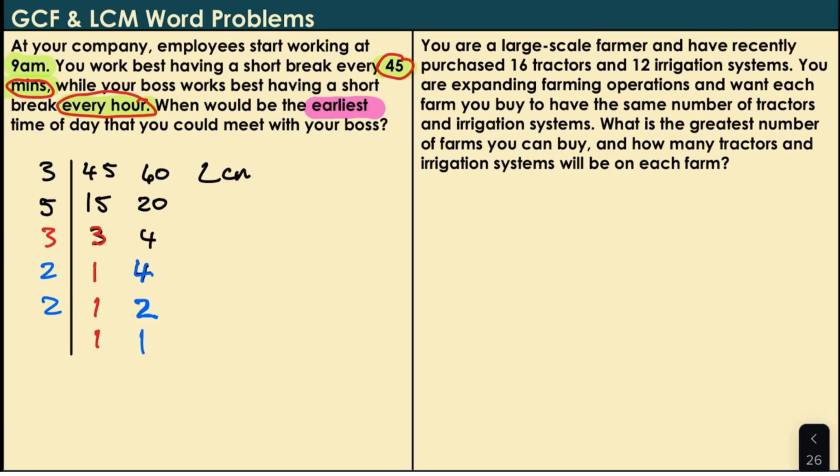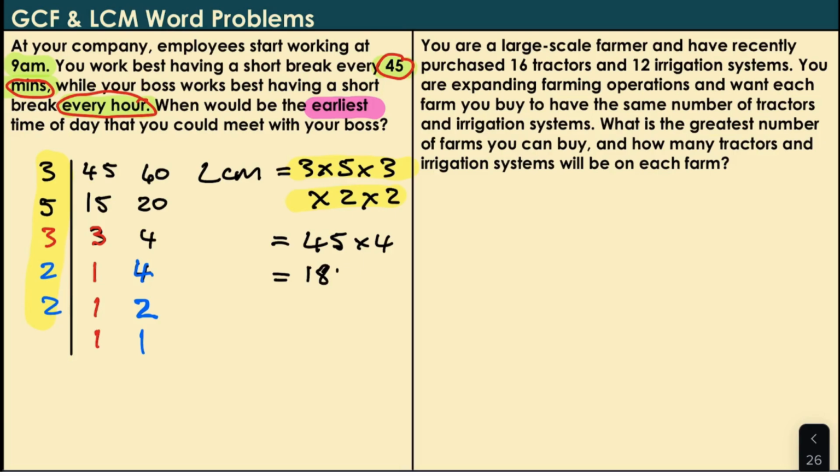The LCM is equal to... so we get 180 minutes, which is the same as 3 hours. Now the question asked for the earliest time, so we need to add the 3 hours to 9 o'clock. And we get 12 p.m.